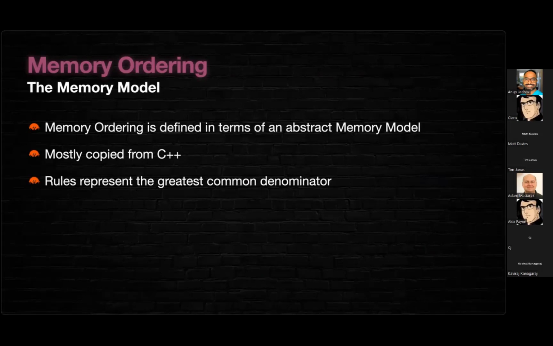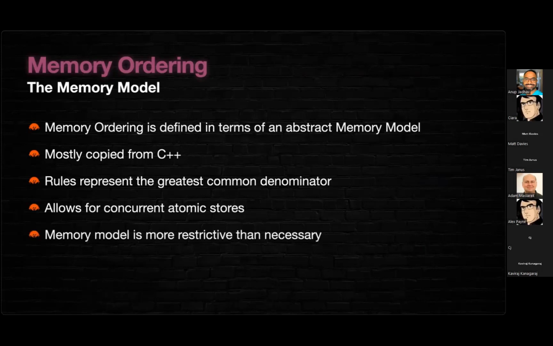And it allows for concurrent atomic stores, but considers concurrent non-atomic stores to the same variable to be a data race, which results in undefined behavior. However, on most processor architectures, there is actually no difference between an atomic store and a regular non-atomic store. And we'll talk about this more in chapter 7.